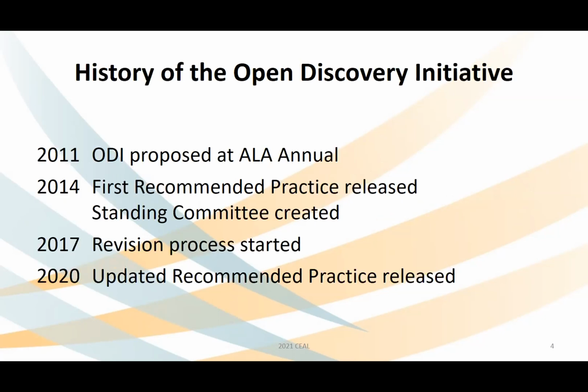The Open Discovery Initiative was first proposed in 2011, 10 years ago, at the summer conference of the American Library Association. Serial Solutions at the time had just announced the Summon product. Competitor products were coming up from EBSCO and OCLC, like the EBSCO Discovery Service, Primo, and WorldCat Discovery.